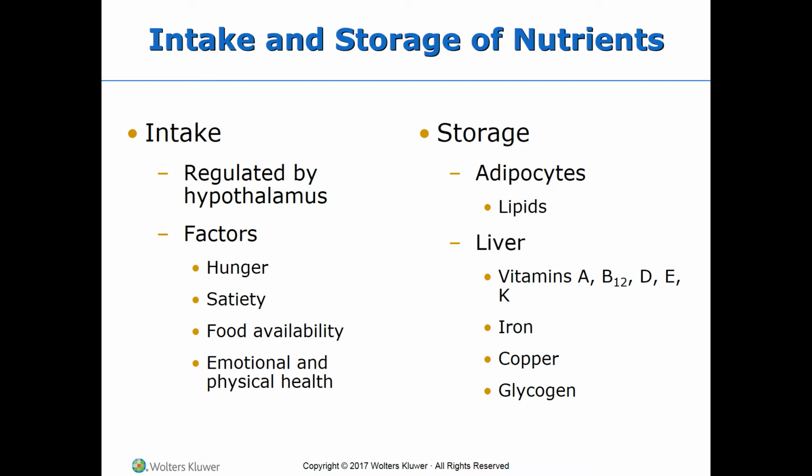Now, along with that, we have other factors like food availability and emotional and physical health. Whenever we ingest nutrients and use the nutrients we need, we can then store the nutrients in the adipocytes as lipids, and we can also store micronutrients like vitamins A, B, D, E, and K in the liver. Also, we can store iron, copper, and glycogen. And then when times of need come, if you haven't ingested any of these vitamins, or if you haven't ingested glucose or food in general, your liver will release this glycogen and these vitamins.